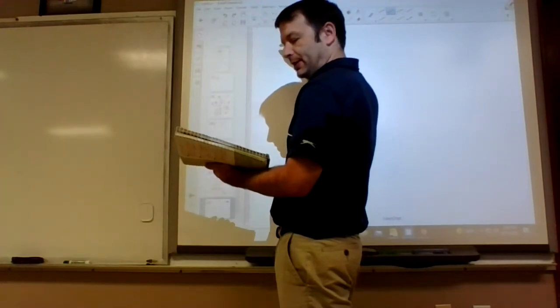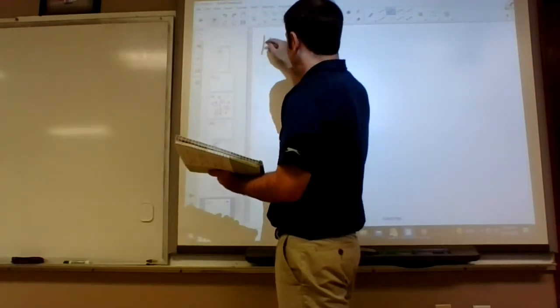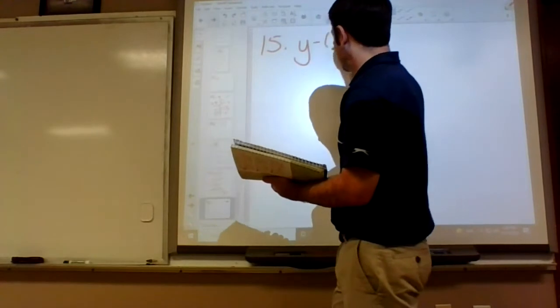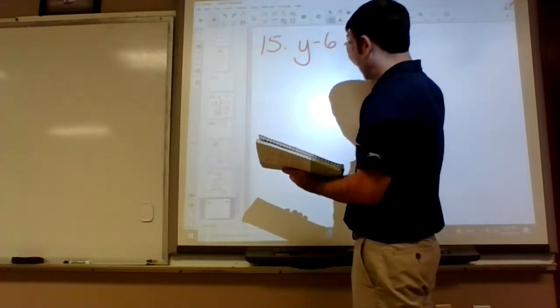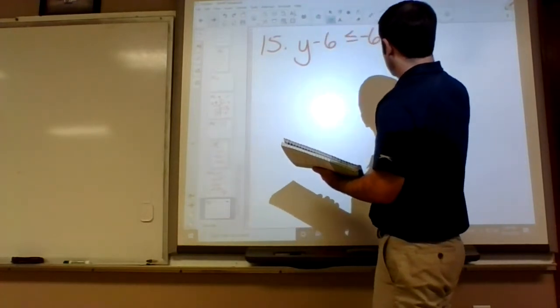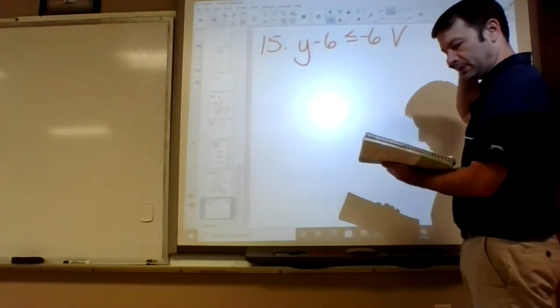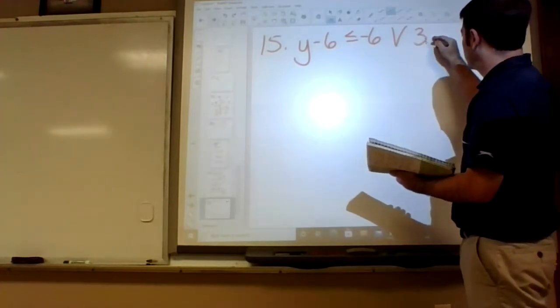Okay, 15. We did a lot of these yesterday. So we just got to solve these separately. x minus 6 is less than or equal to -6, or 3y minus 5 is greater than 2.